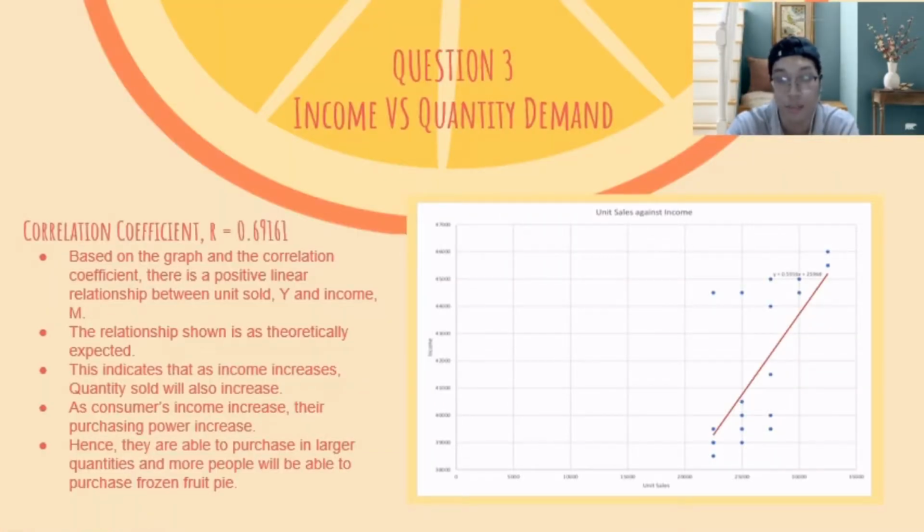This scatter plot shows the relationship between income versus quantity demand. Based on the graph, there is a positive linear relationship between units sold and income. The relationship shown is as theoretically expected. This indicates that as income increases, quantity sold will also increase. As consumers' income increases, their purchasing power increases. Hence, they are able to purchase in larger quantities and more people will be able to purchase frozen fruit pie.